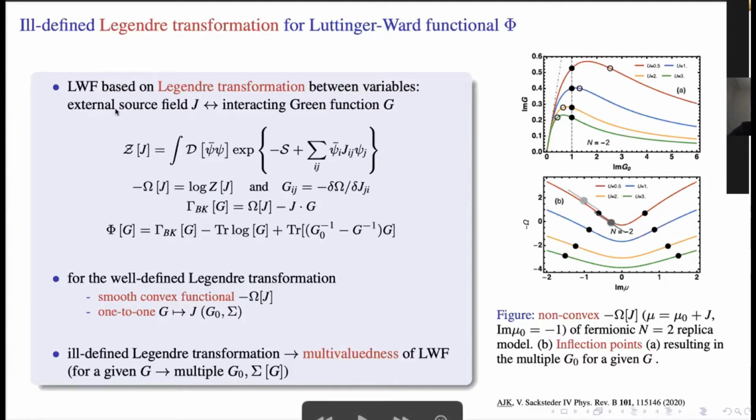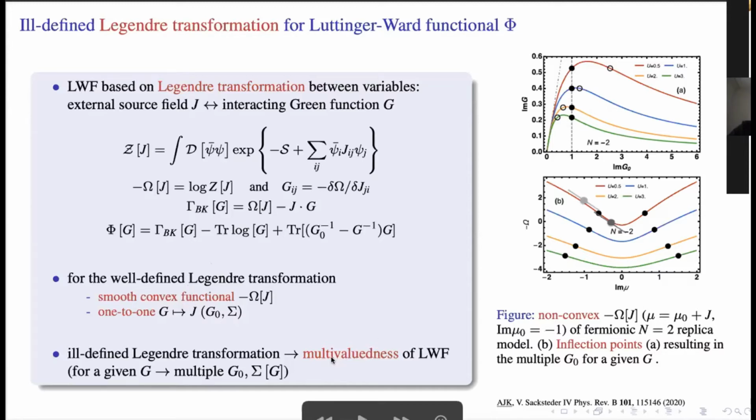However, checking this assumption, the convexity of the functional Omega, is as difficult as solving the actual problem in most quantum many-body systems. So in many cases, the convexity of this free energy functional is simply assumed. But recently, with the help of numerical quantum many-body techniques, there have been some concrete examples in which the convexity of the functional is broken. So the Legendre transform for the Luttinger-Ward functional is ill-defined.